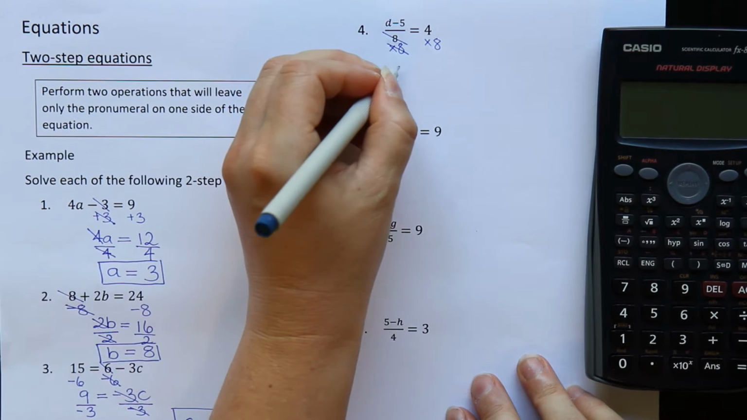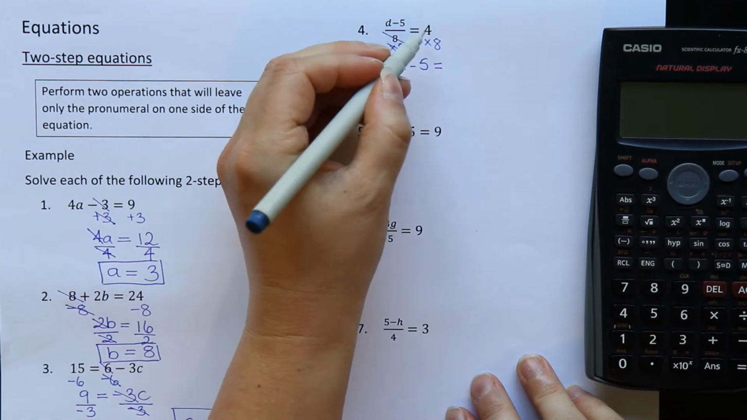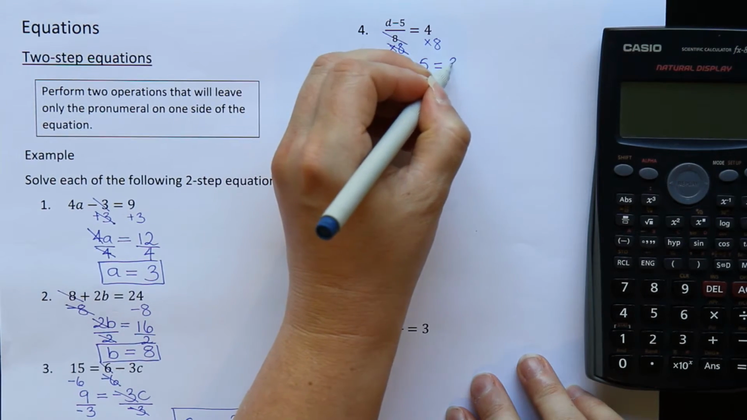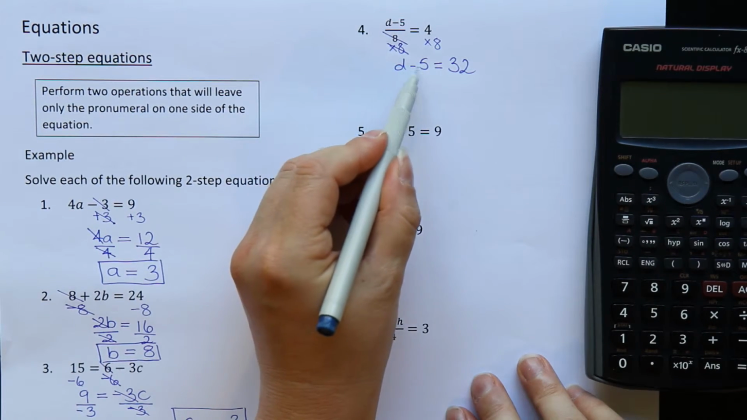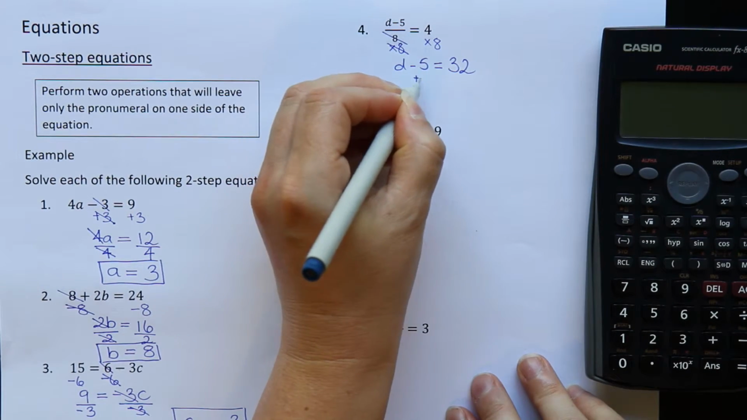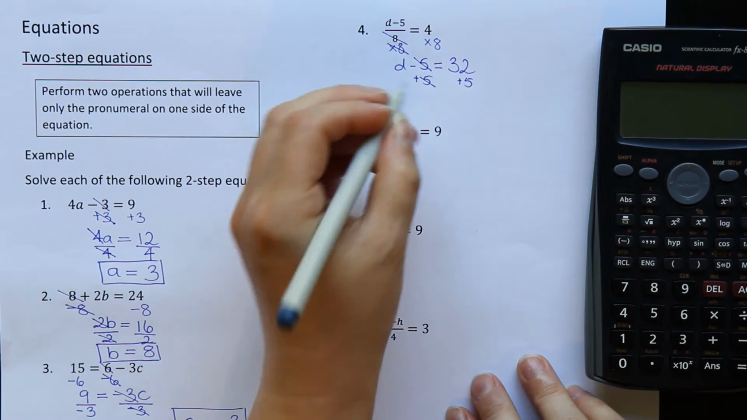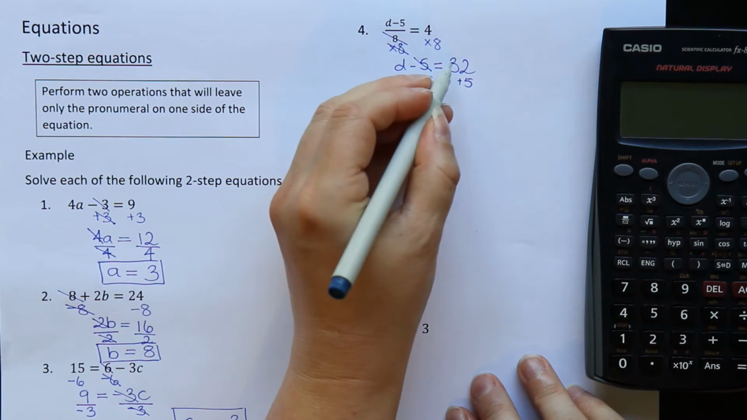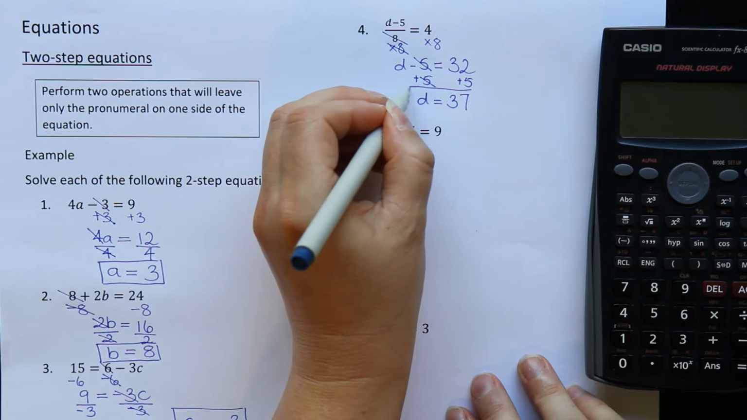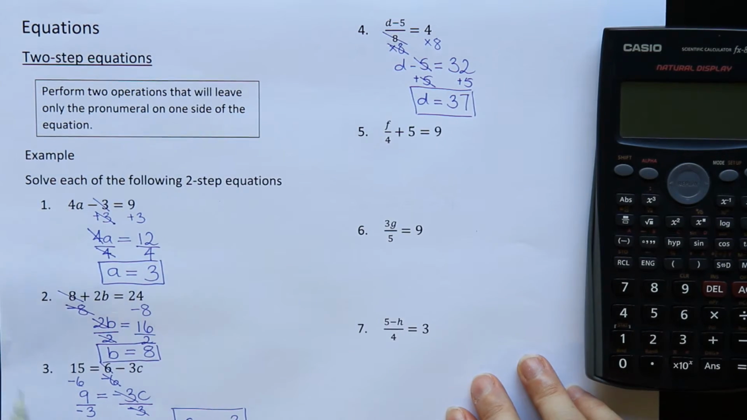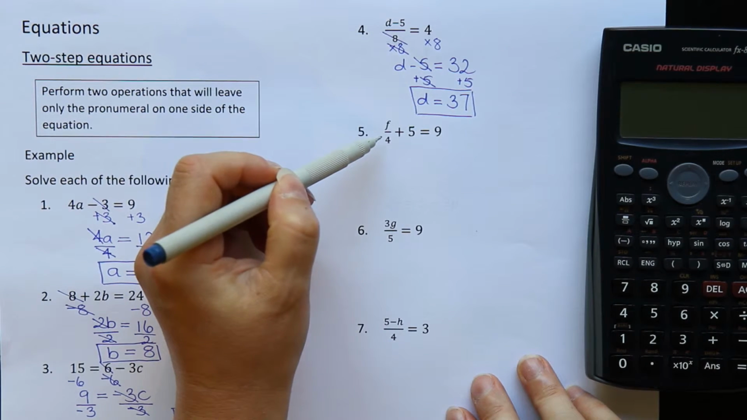Cancel those away. I have d minus 5 left is equal to 4 times 8, which is 32. Now I have d minus 5, so the opposite is to add 5. Cancel those away. d is equal to, add those together, 37. And there's my answer.